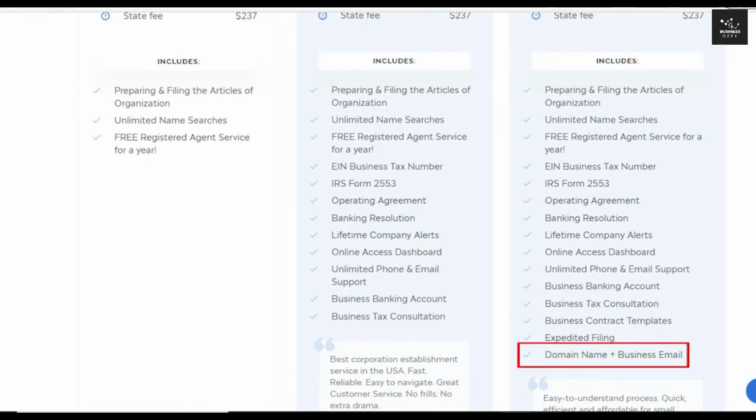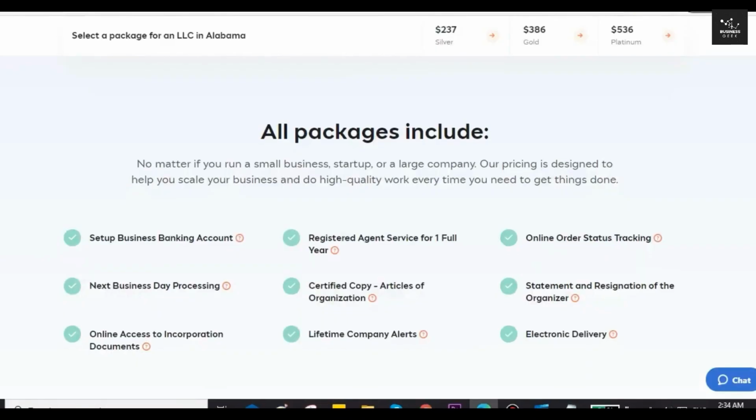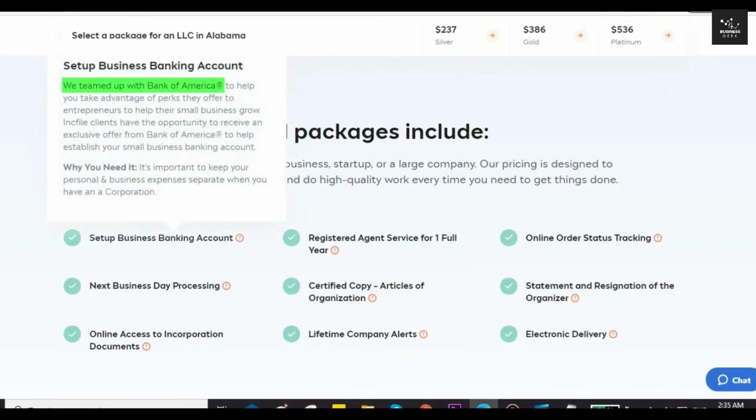The Platinum package also has these services in the bag with the unique addition of expedited filing, getting a domain name, and a business email which essentially increases your LLC's credibility. IncFile also has an exclusive partnership with Bank of America so you can easily open an eligible checking account for your business. Yes, it is a must for your LLC to have a business account.